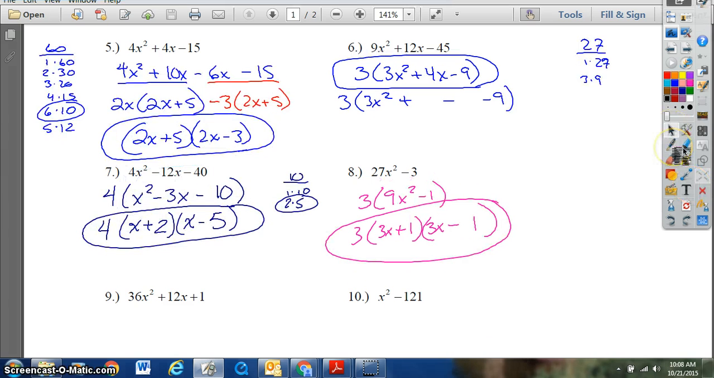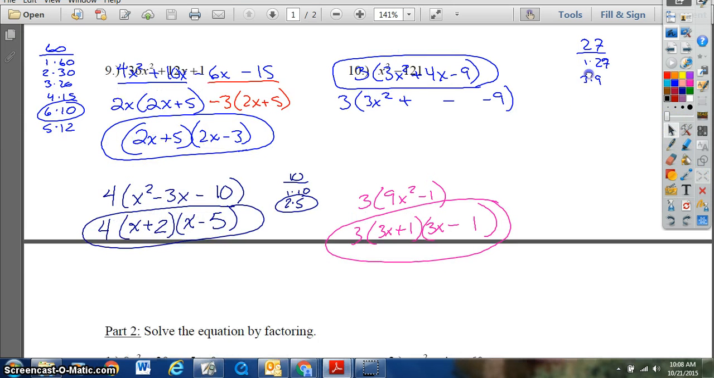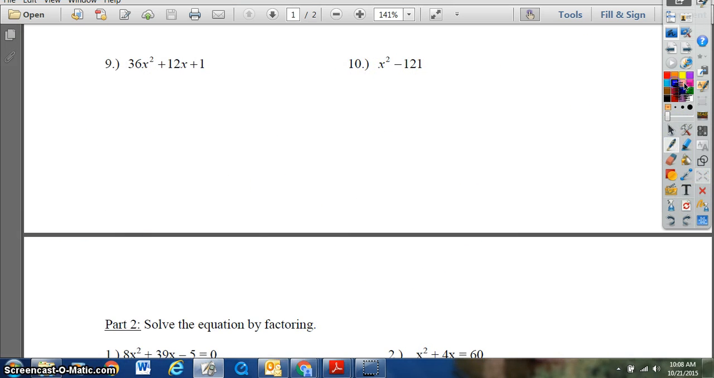Let's finish up here with 9 and 10. No GCF, so this is a perfect square, 6x squared. I'll show you all the work. Okay. So if you break 36 down, you can already see what the answer is, but I want to be able to show you all the work.